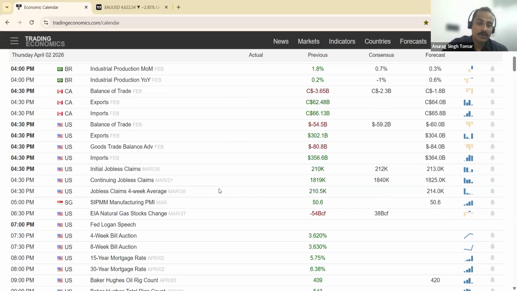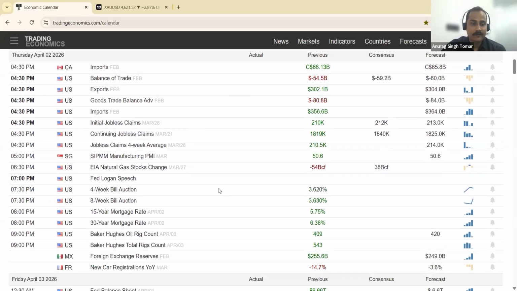Now the most important data for today, right? For a lot of retail traders. But for me, this is the second most important, which is the initial jobless claims data. Everybody knows that the job market, or the labor market, is not performing well. And when inflation and oil prices are rising, it is going to perform very badly. Although the consensus is 212K and the forecast is 213K, I don't agree with them, right?